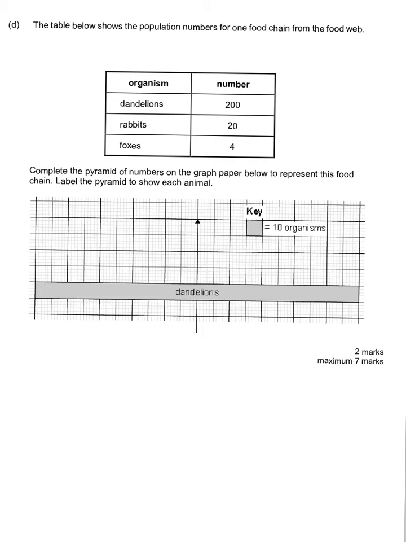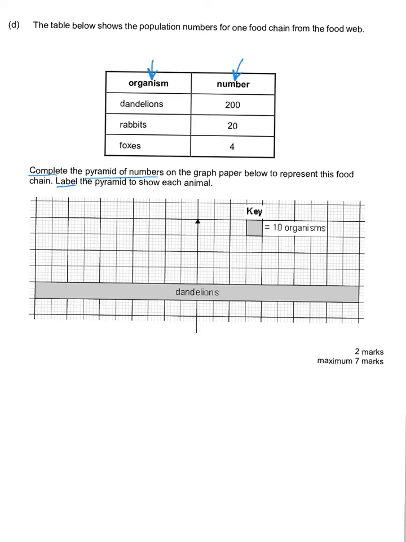This next question is about pyramids of numbers. And so we've been given populations of different organisms, dandelions, foxes and rabbits, and we've been told how many there are in this particular area. And we've been asked, here is our command, to complete the pyramid of numbers on the graph paper below to represent this food chain. Label the pyramid to show each animal. So we've been given 2 commands, to complete it and to label it.